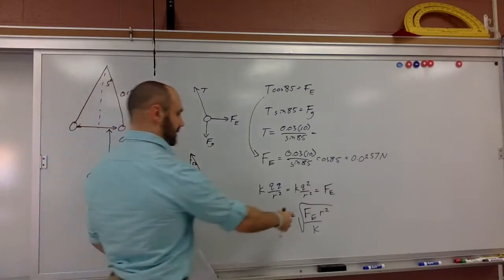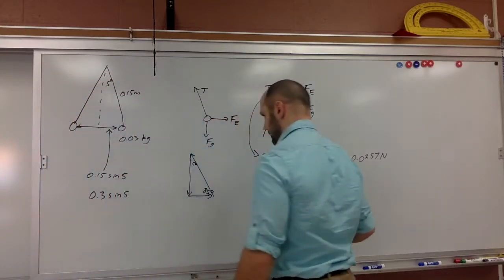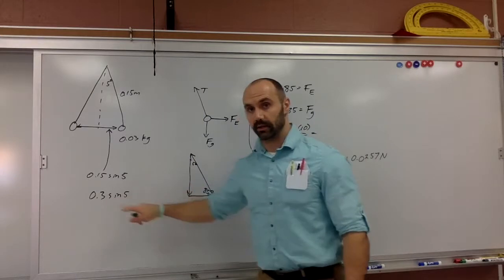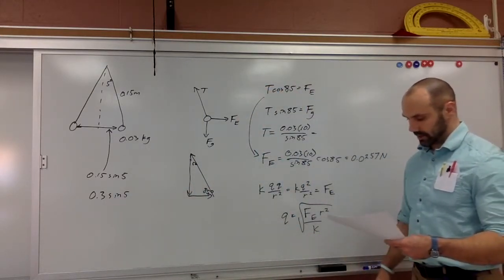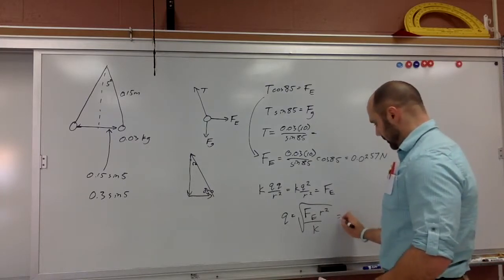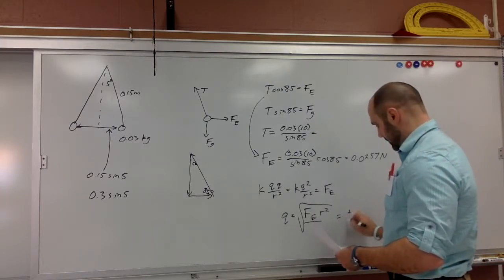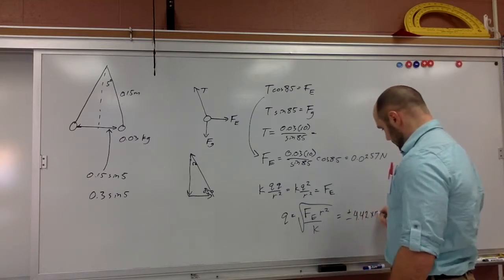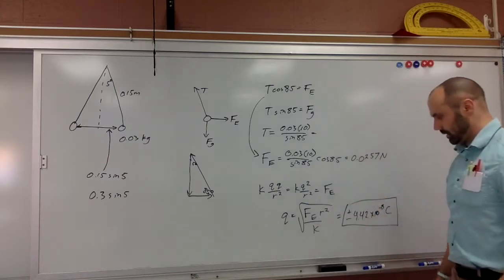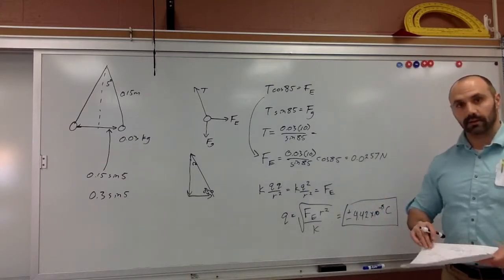Now we plug in Fe is this, R, we take this and we square it, plug that in, and then K, or 9 times 10 to the 9th. And what we end up with is plus or minus 4.42 times 10 to the negative 8th coulombs. That's example 4.